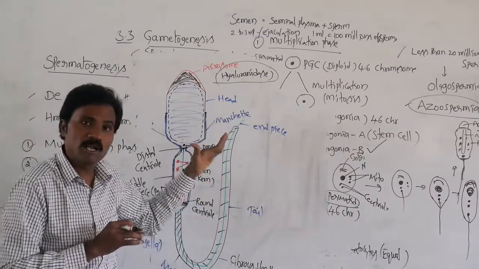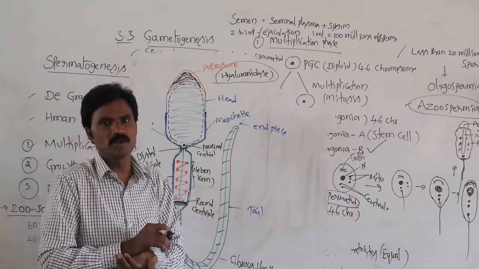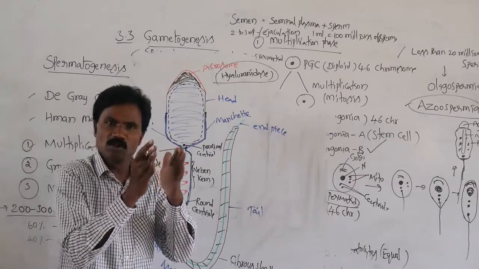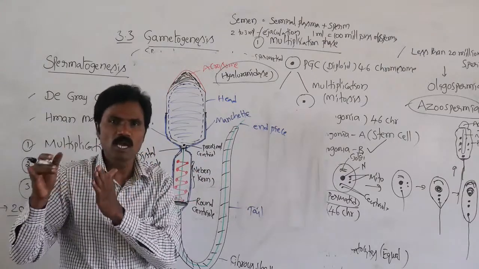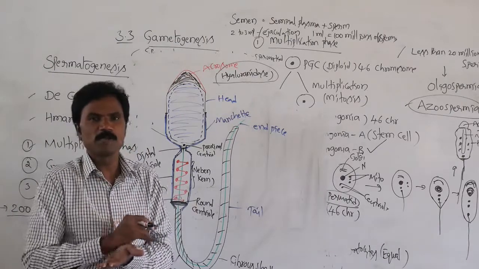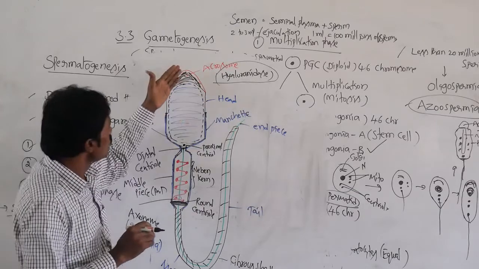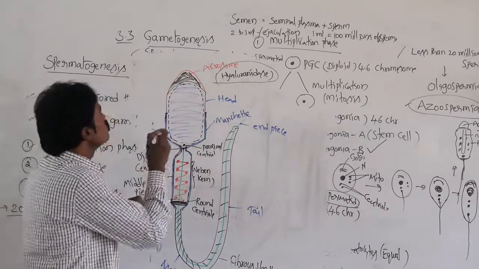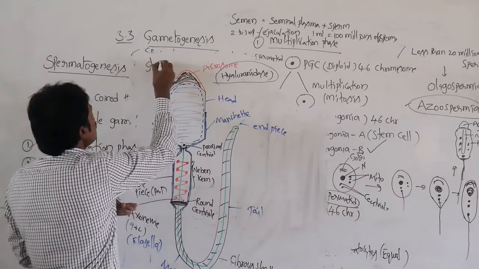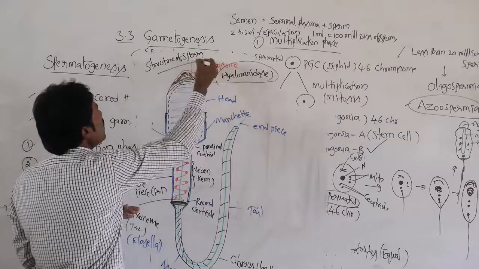What is the number released per ejaculation? 200 to 300 million. 50% contain the Y chromosome, that is androspermia, and the remaining 50% contain the X chromosome, that is gynospermia. So this is the complete structure of the human spermatozoa, the structure of sperm with complete maturation.